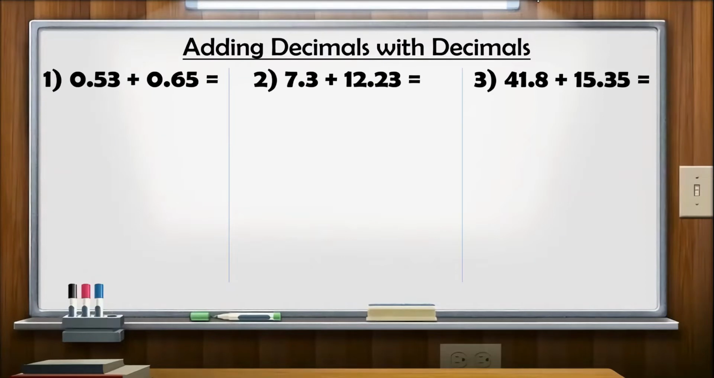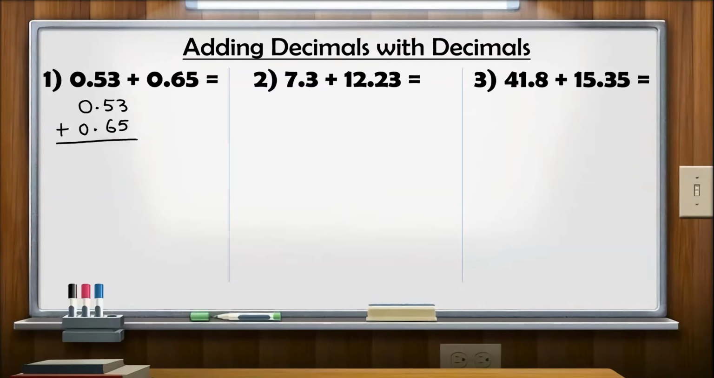0.53 plus 0.65. First, I'm going to set my question by stacking the numbers as I would for column addition, making sure I put the correct numbers in the correct place value positions. This is where the decimal will help me. So I have 0.53 plus 0.65.